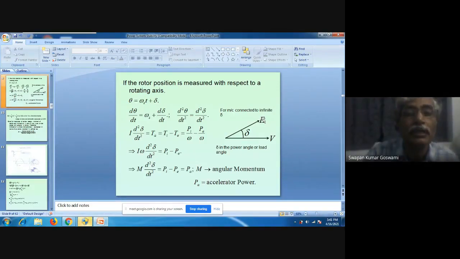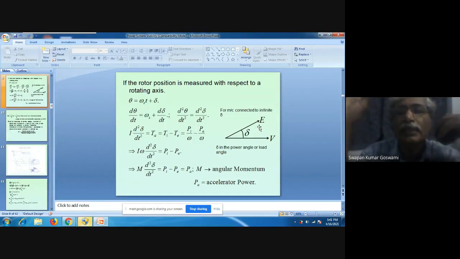Now let us assume that we are measuring theta with respect to some stationary axis. Where is this stationary axis? Say this stationary axis is somewhere at the stator of the generator, or say we have put a mark on the stator of the generator, which is the fixed body. With respect to that mark, we are measuring the value of theta, that means measuring the position of the rotor. Yes, so theta will be changing with time.